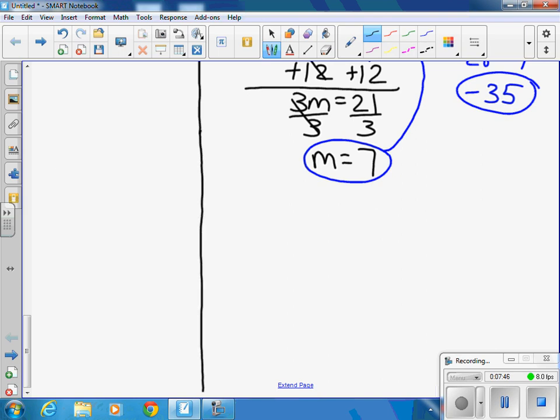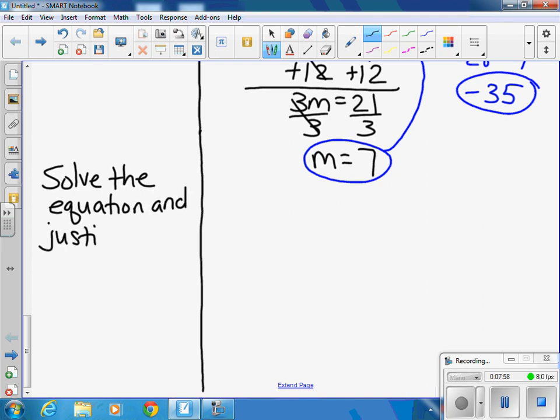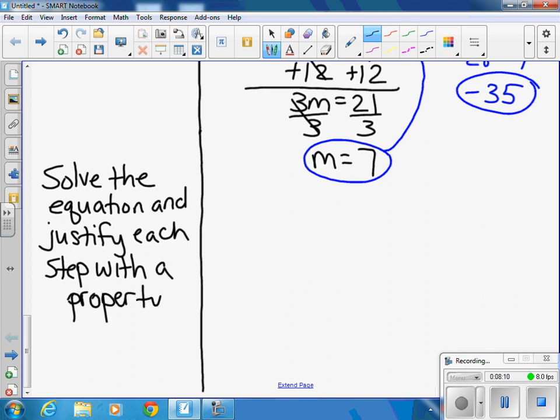Okay? And the last thing that we will do is you want to be able to solve the equation and justify each step with a property. We will do more of these in class, but I want to show you what an example of this would look like before you come to class. Okay, and we're only going to do one of these.